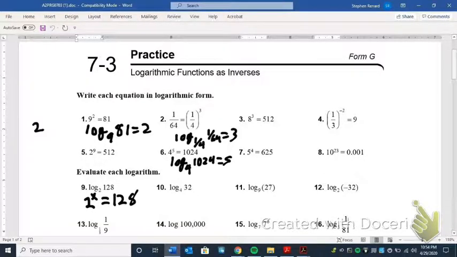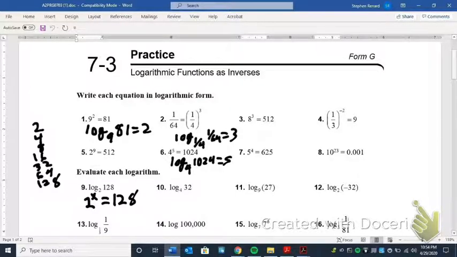Well, it helps here to know the powers of 2. So let's write them out. 2 to the first is 2, 2 to the second is 4. 2 cubed is 8. 2 to the fourth is 16. 2 to the fifth is 32. 2 to the sixth is 64. And 2 to the seventh is 128.